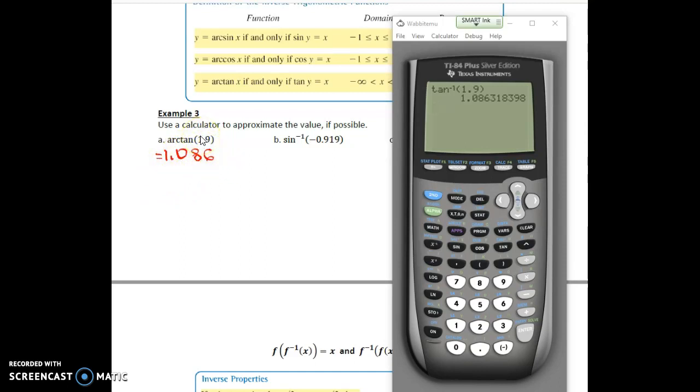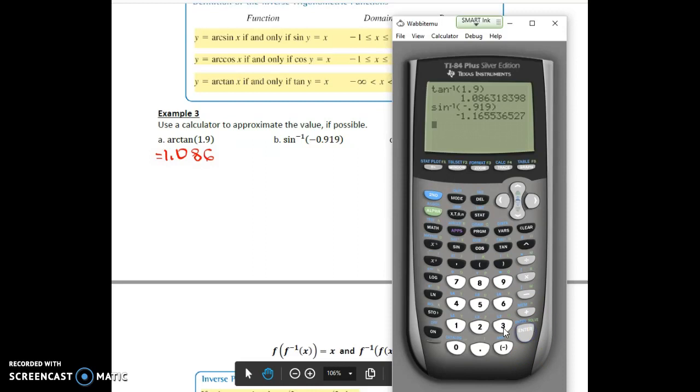To do the next example, we have sine inverse of negative 0.919. Second, sine takes you to sine inverse of negative 0.919. The calculator says that the angle whose sine is equal to negative 0.919 is negative 1.166, rounded to the nearest thousandth.